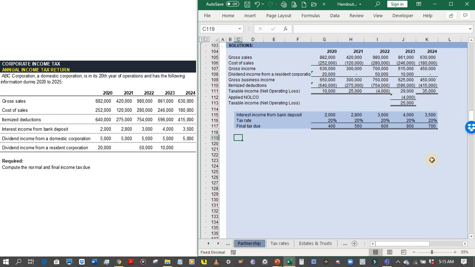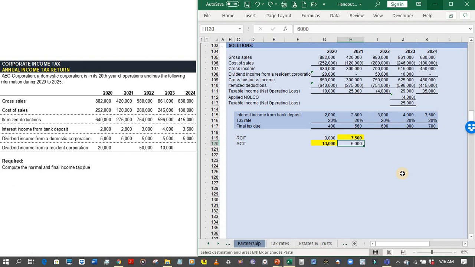So now we're done with the computation of final tax. Let us proceed to the normal tax. First, let us compute for the RCIT and MCIT. In 2020, the RCIT is 3,000 pesos, and this is 30% of 10,000 pesos, the taxable income in 2020. And our MCIT is 13,000 pesos, which is 2% of 650,000 pesos gross business income. Again, MCIT is at 2% of gross income. Then in 2021, RCIT is 7,500, and that is 30% of 25,000 pesos taxable income in 2021. Then the MCIT in 2021 is 2% of 300,000 pesos, so that will be 6,000 pesos.